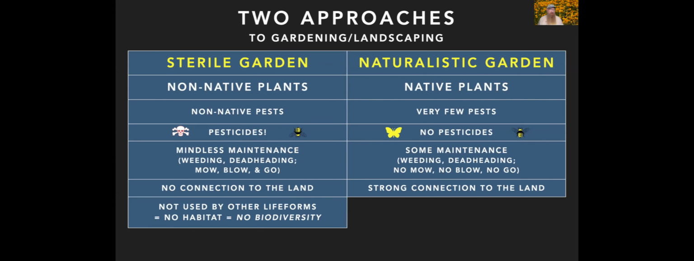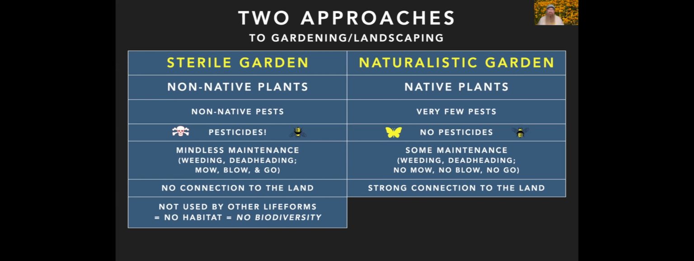A sterile garden, I say that because it's not used by other life forms. That's right. Nothing visits it. Go look at a lawn sometimes. You might as well have cement because a lawn doesn't support any living things except an occasional gopher, and you don't want those in a lawn either. So lawns and things like that don't provide habitat, which means there's no biodiversity.